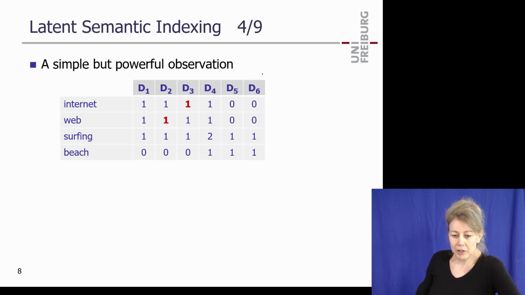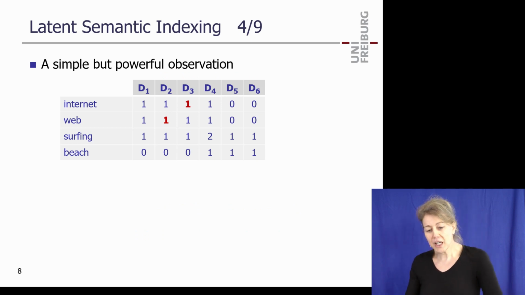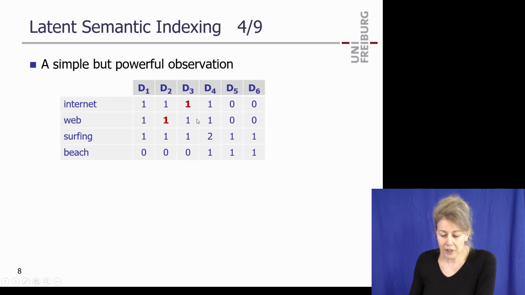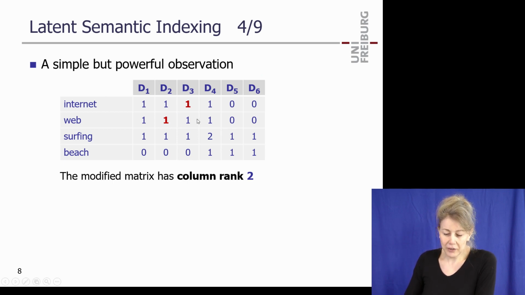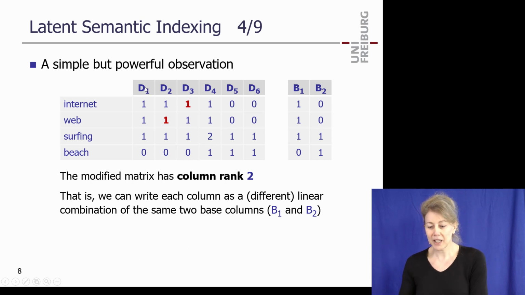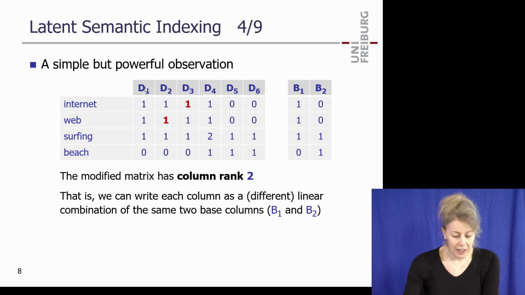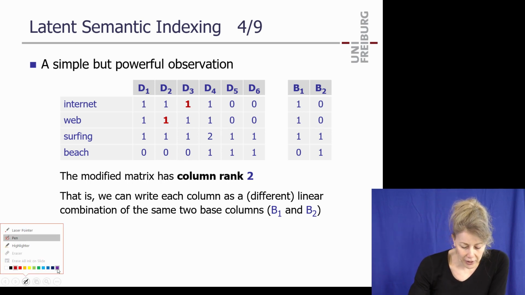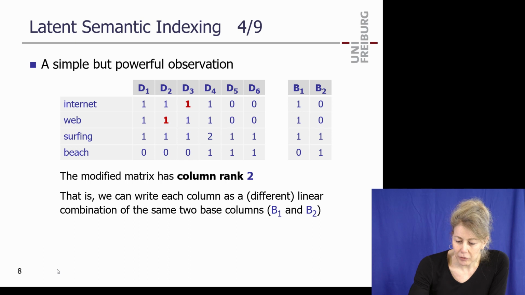So here's a simple but powerful observation. If you look at this matrix, where we now changed what we would like to have, this has rank 2 and column rank 2. And what does column rank mean? It means, now this is linear algebra, there are 2 vectors, and I wrote them here on the right side so that you can express each document on the left side as a linear combination of the 2 things on the right side. And let me just do that.